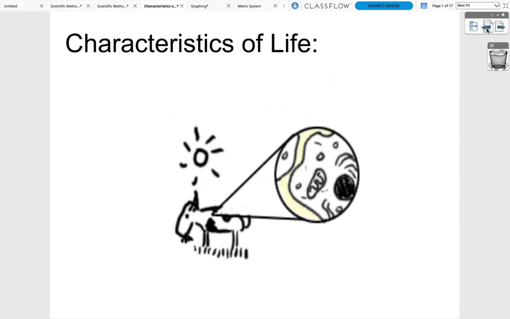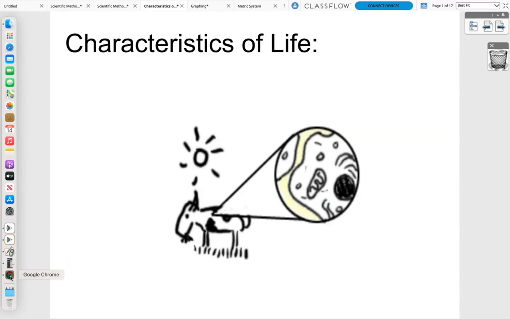And then our last picture here, it's a little bit blurry, but this is showing a goat and it's showing a zoomed in picture or portion of that goat. And we can see that he is in fact living. He is made of cells.